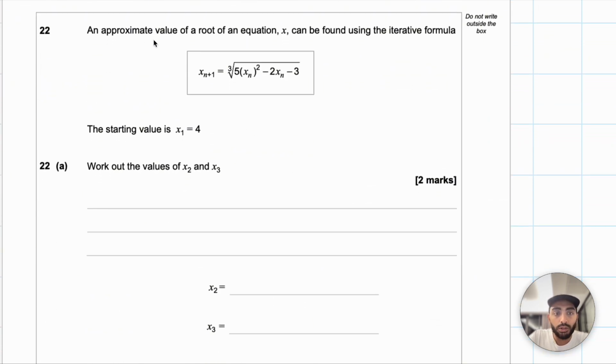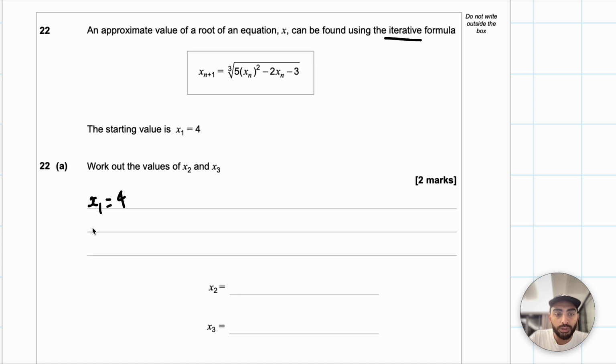Question 22. Approximate value of a root of an equation can be found using the iterative formula. Iterative just means I'm going to repeat this every time, and every time I repeat it, I'll get closer and closer to the actual answer. The starting value of x1 is 4. So x1 is 4. We need to find out the values of x2 and x3.